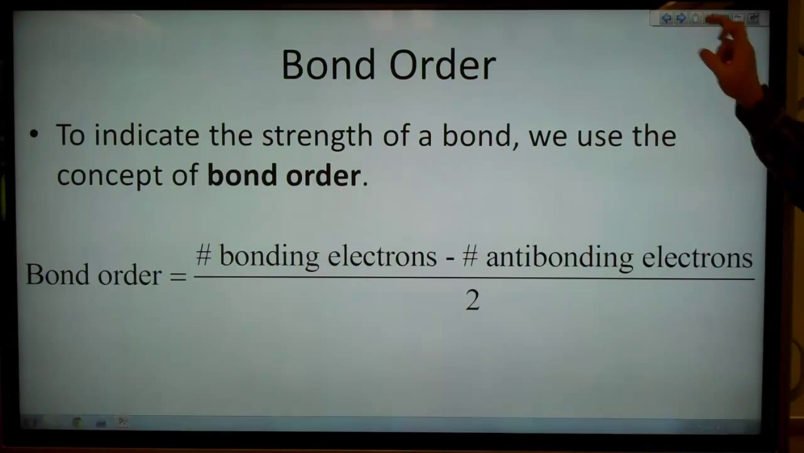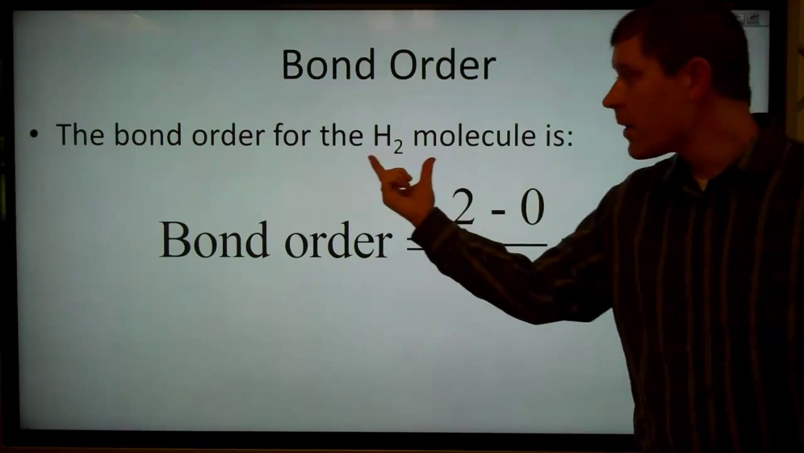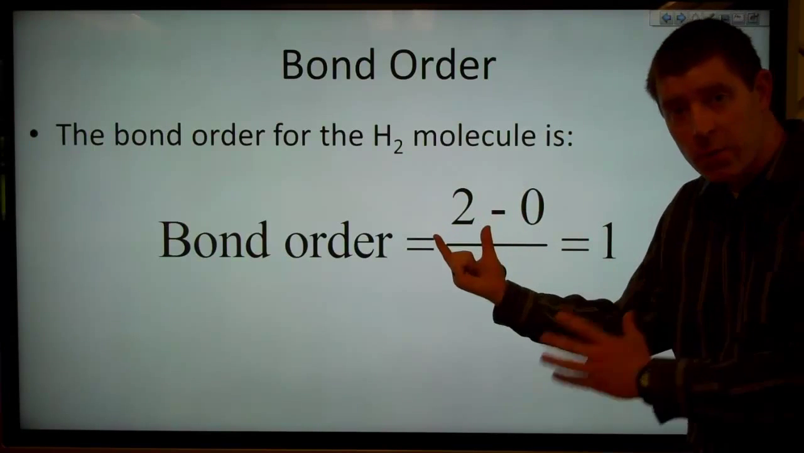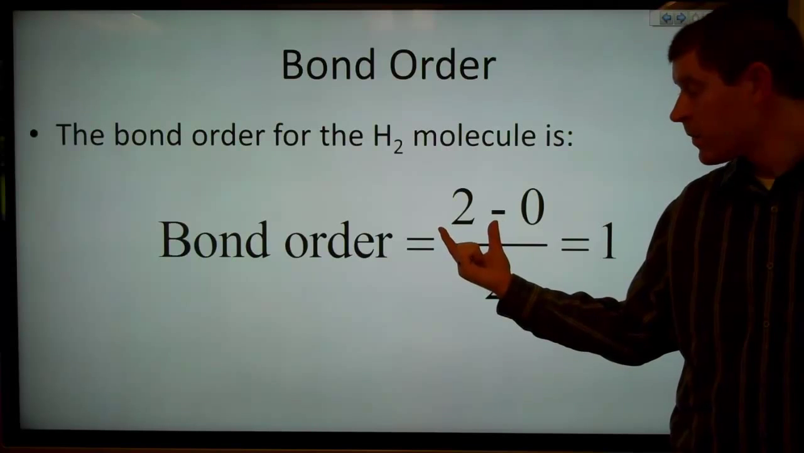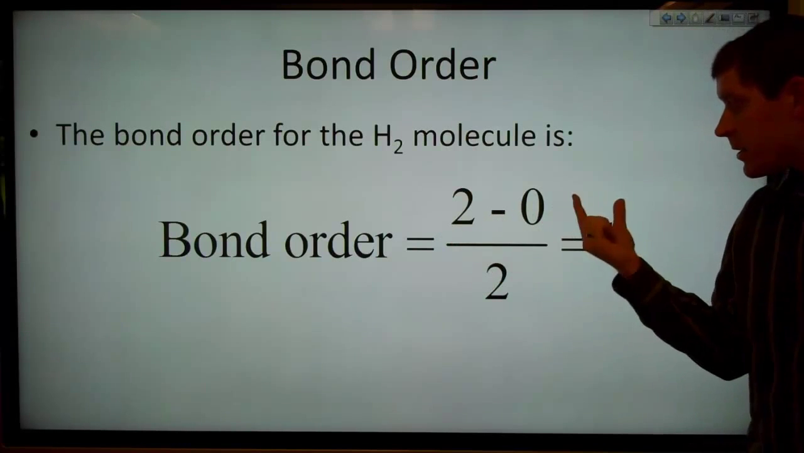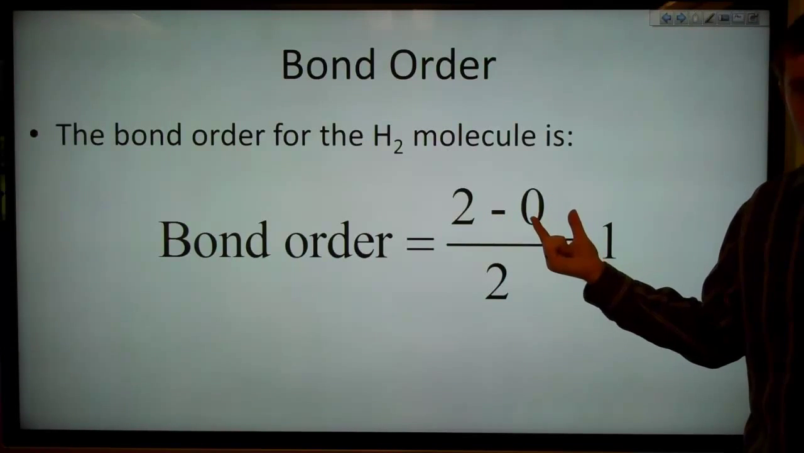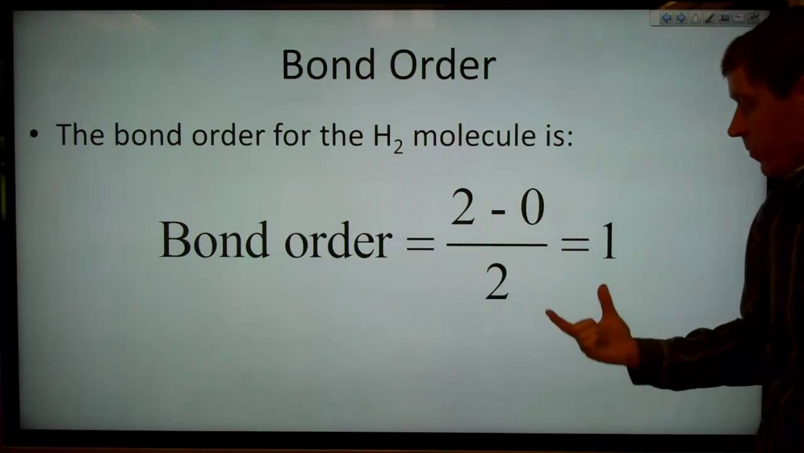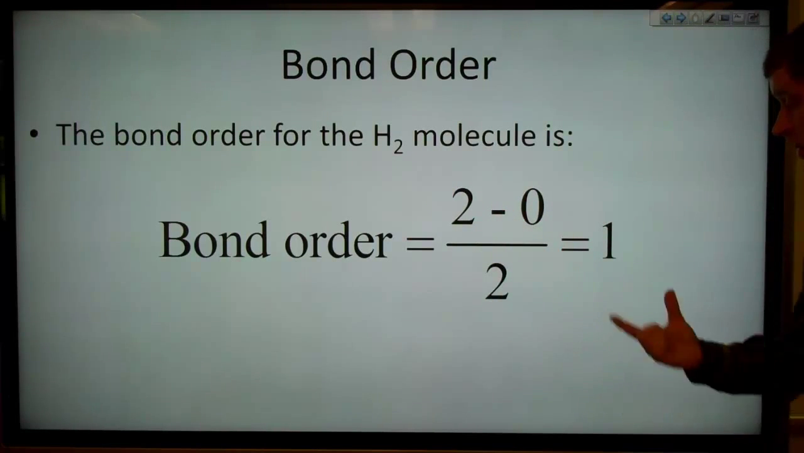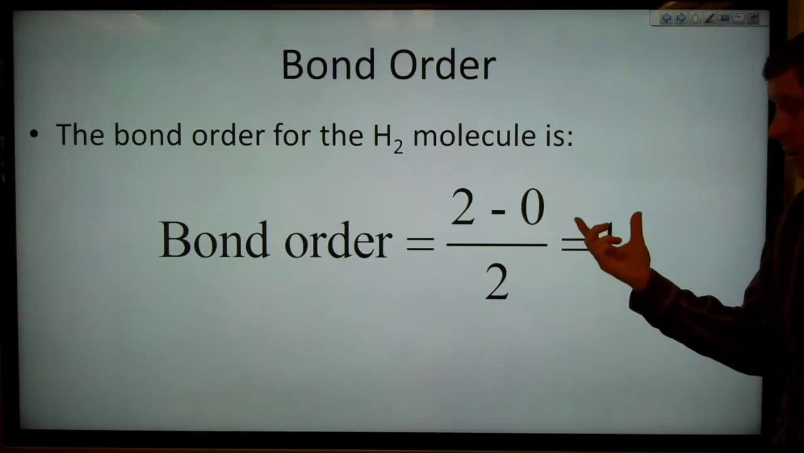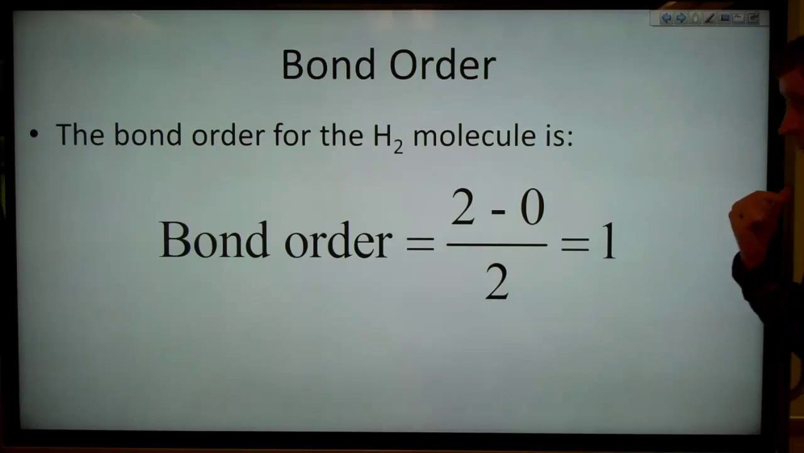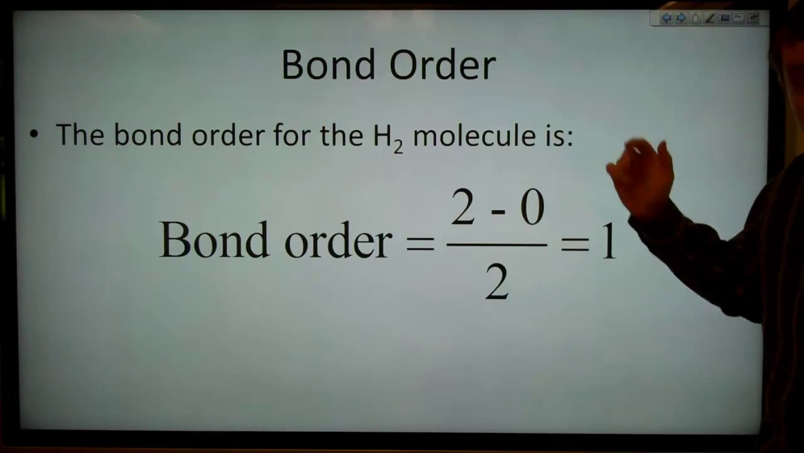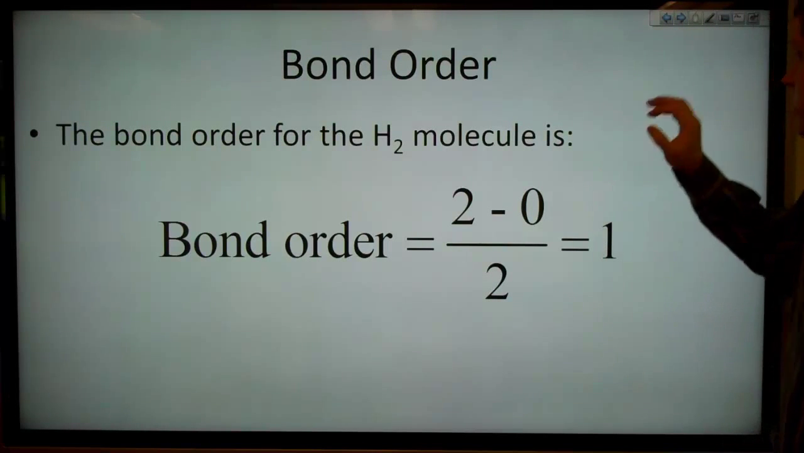So now we're able to talk about something like the bond order for the hydrogen molecule. We have 2 bonding electrons because they're both in the sigma 1s orbital, minus 0. We don't have any antibonding electrons because we only have 2 in the hydrogen molecule. Remember, this one is not charged. Divided by 2, so 2 minus 0 is 2, divided by 2 is 1. So the bond order for the hydrogen molecule is 1. That's what we expected. We expected to see a single bond in hydrogen.